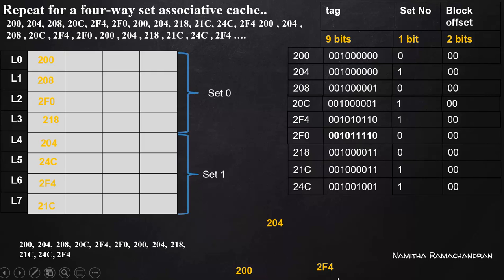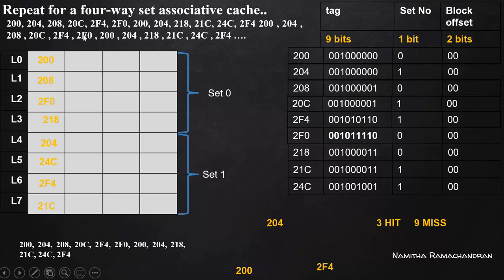Next is 2F4. 2F4 is already available here, so this is a cache hit, right? So this is the end of the first pass. How many cache misses and how many cache hits? 3 hits and 9 misses.